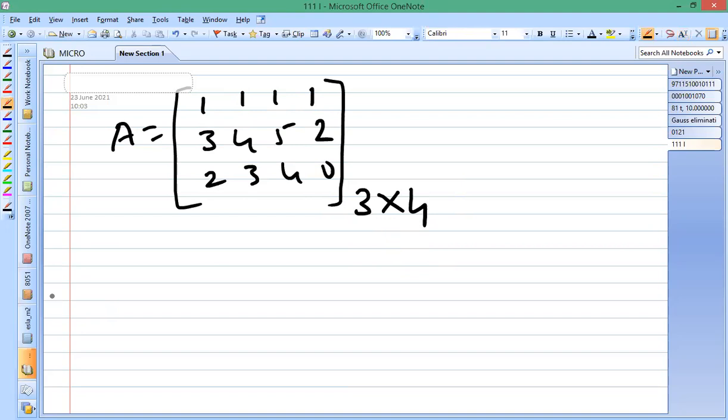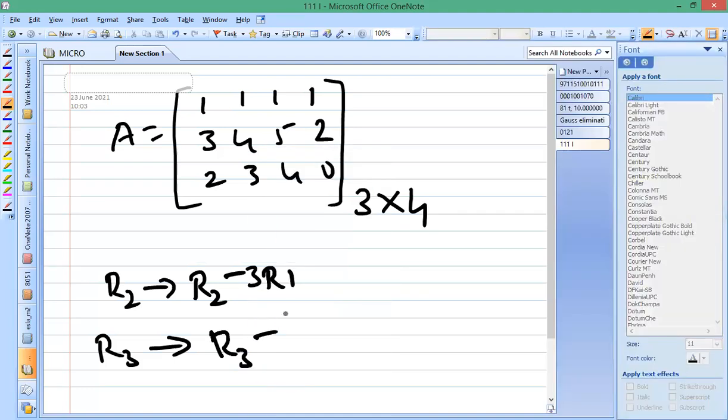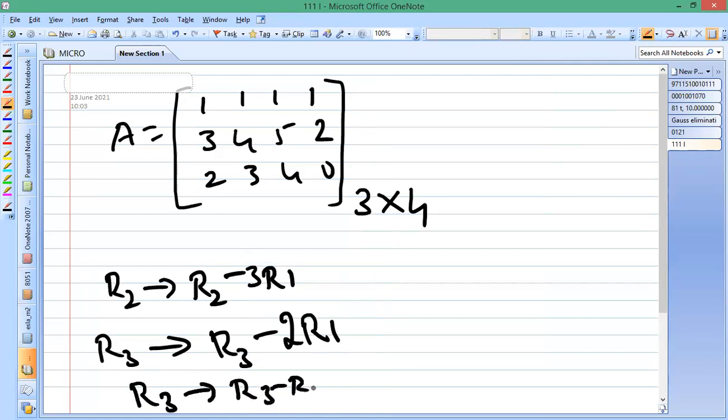So for this, you just perform R2 minus 3 times R1, then the first element becomes 0. And next R3, it has to be performed with the operation R3 minus 2 times R1, R1 I'll write. R3 minus 2 times R1, yes. And then also perform R3 with R3 minus R2. See what you get. First do these two operations and tell me what is the matrix A.